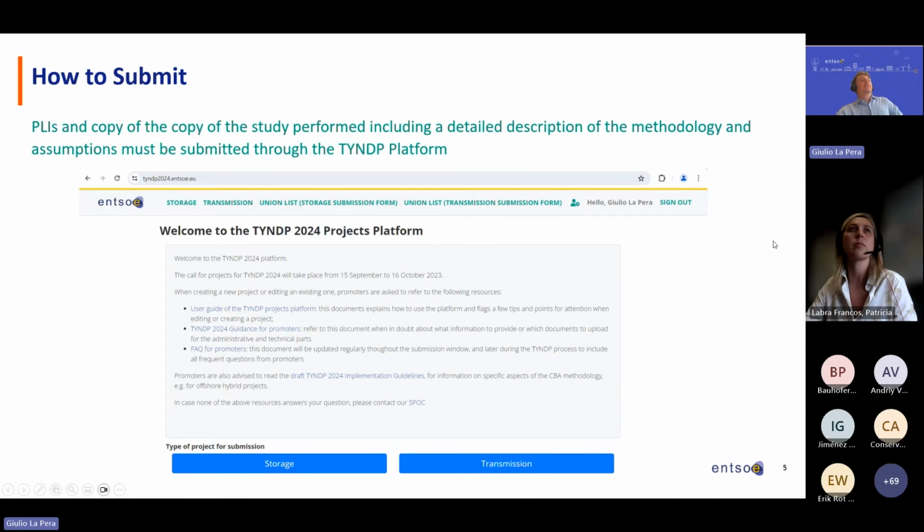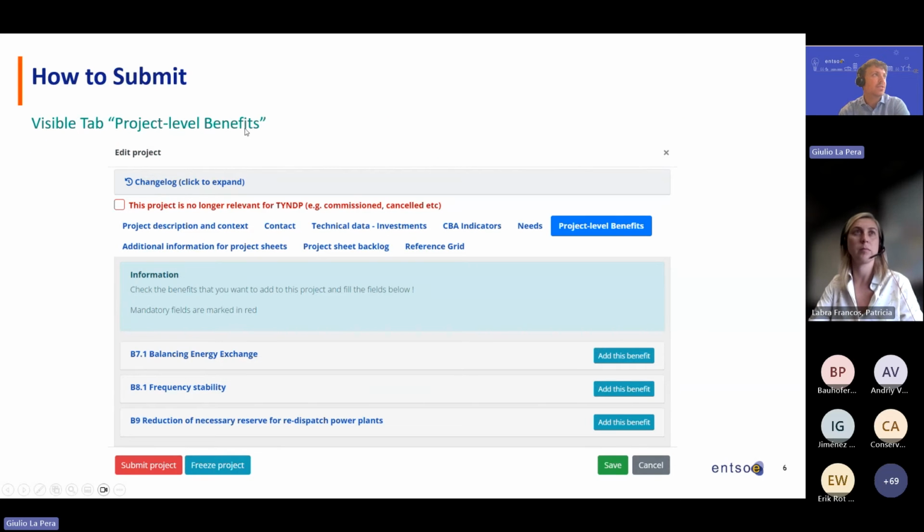How to submit: this will be done like last cycle, where you will use the TYNDP platform. There is a new tab there called project level benefits. I think most of these are hidden for you, but this should be available and should be editable.